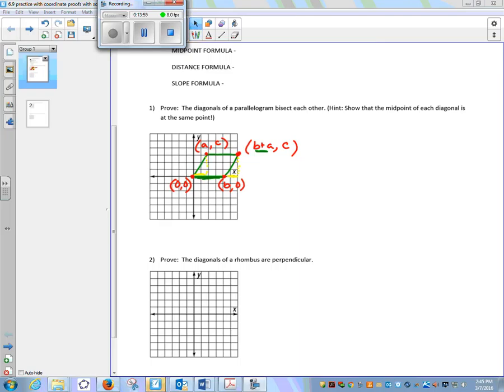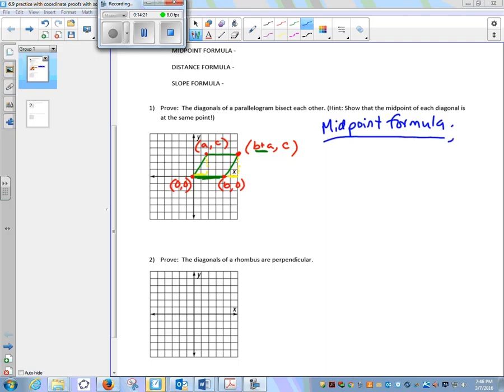To prove that the diagonals bisect each other, I give you a hint here, show the midpoint of the diagonals are the same point, right? So you're going to use the midpoint formula. Remember, always write out what formula you are using as part of your proof. You have to label your formulas.